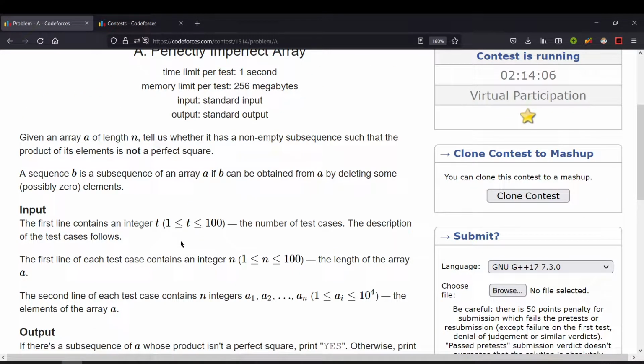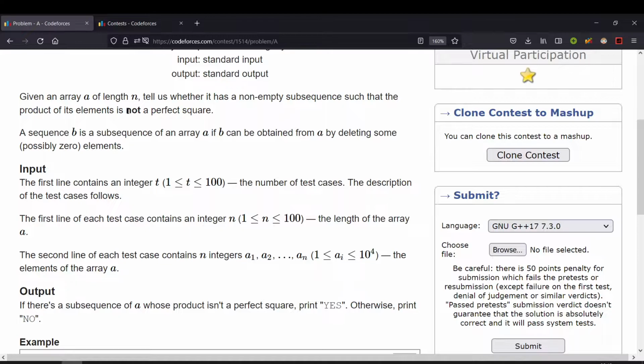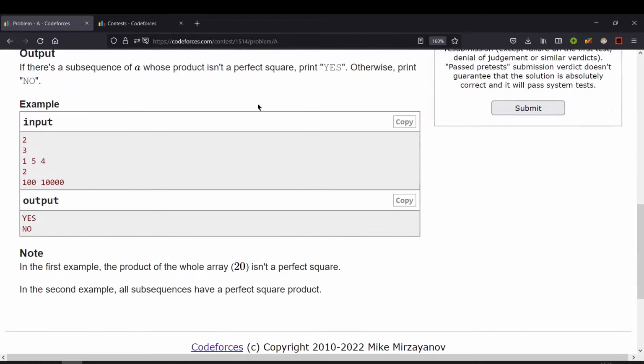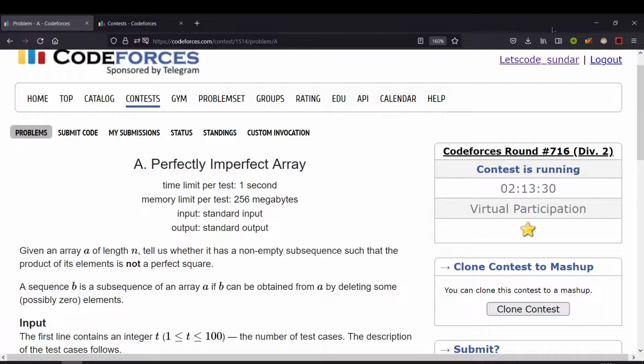Okay, the thing is, if an element is not a perfect square, then we can just return that element alone, right? Should the subset size be greater than 1? No, it's not given anything of that kind. So if some element is not a perfect square, then that element alone can be returned as an answer. And if all the elements are perfect squares, then if you multiply two perfect square numbers, it will just turn out to be a perfect square again, right? Yeah, that's pretty much it.